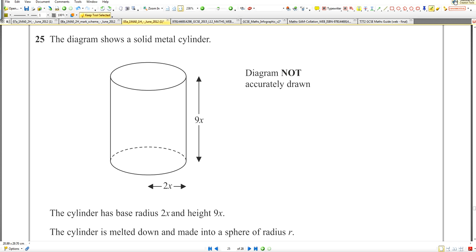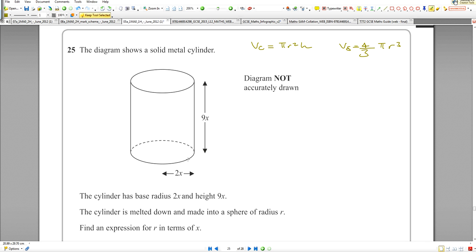Let's have a break now. Okay, question number 25. The diagram shows a solid metal cylinder. So we have the volume of a cylinder here. The cylinder has a base radius 2x, so that's the radius. The cylinder is melted down and made into a sphere of radius r. The height is 9x. Find an expression for r in terms of x.